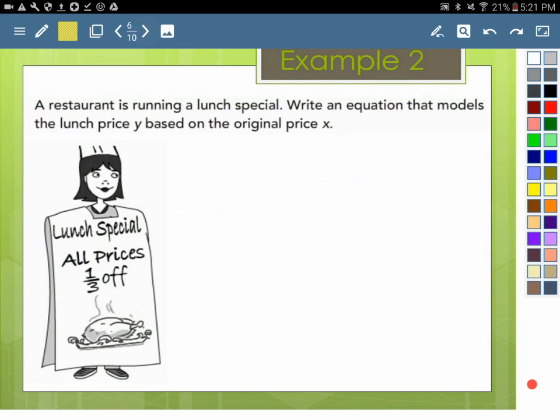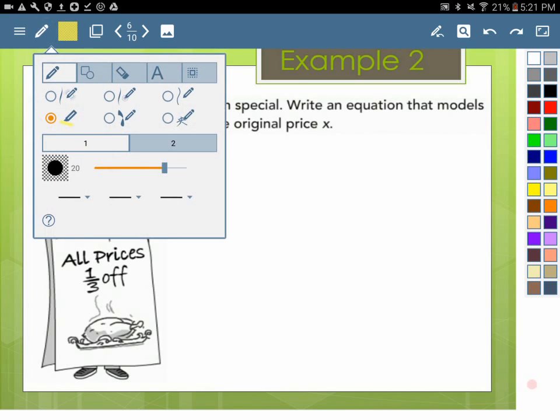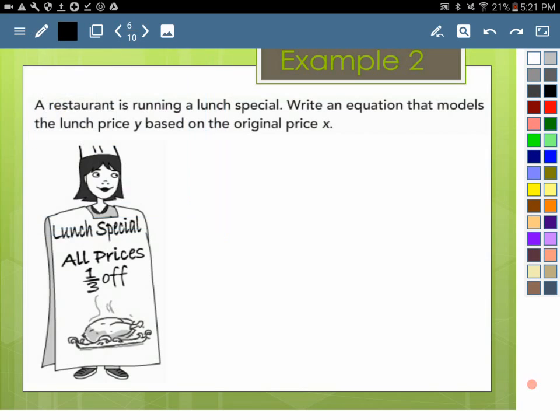So let's take a look at our second example. It says a restaurant is running a lunch special. Write an equation that models the lunch price, y, based on the original price, x. Now, this is a little different here because if we look at the sign, this person's trying to advertise here for their lunch special. If we look on the sign, it says all prices 1/3 off.